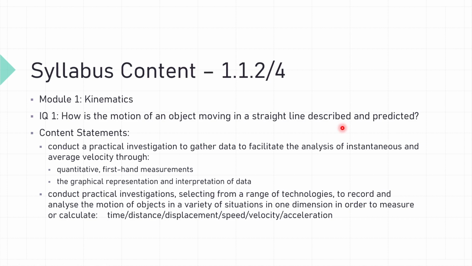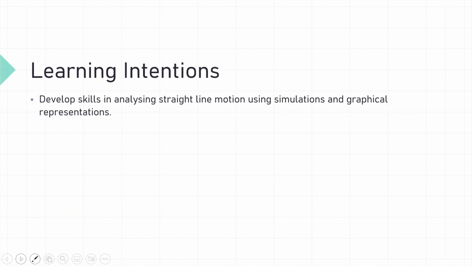We're going to begin to more directly address the graphical representation part of content point 2, which is looking at analyzing velocity. And further to that, we're broadening our understanding of our kinematic measurements and descriptions by visualizing what those measurements and descriptions look like in a graphical form. So our learning intentions, as I've already alluded to, is that we're going to develop our skills in being able to analyze straight line motion, and we're going to be using simulations and graphical representations to do that.